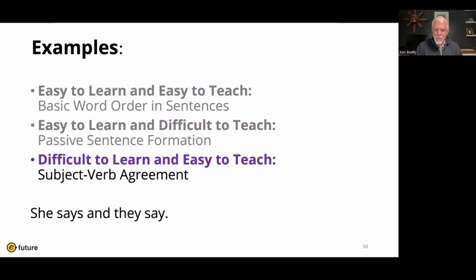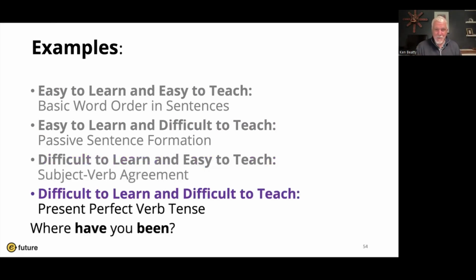What about difficult to learn, but easy to teach? Subject verb agreement, she says, and they say. Students, I don't know why, but they always make mistakes with this when they're learning for some reason. But it's easy to teach. It's just difficult for them to learn. And finally, difficult to learn and difficult to teach. Things like the present perfect verb tense. Where have you been? I don't know why, but students just find this a little bit more difficult.